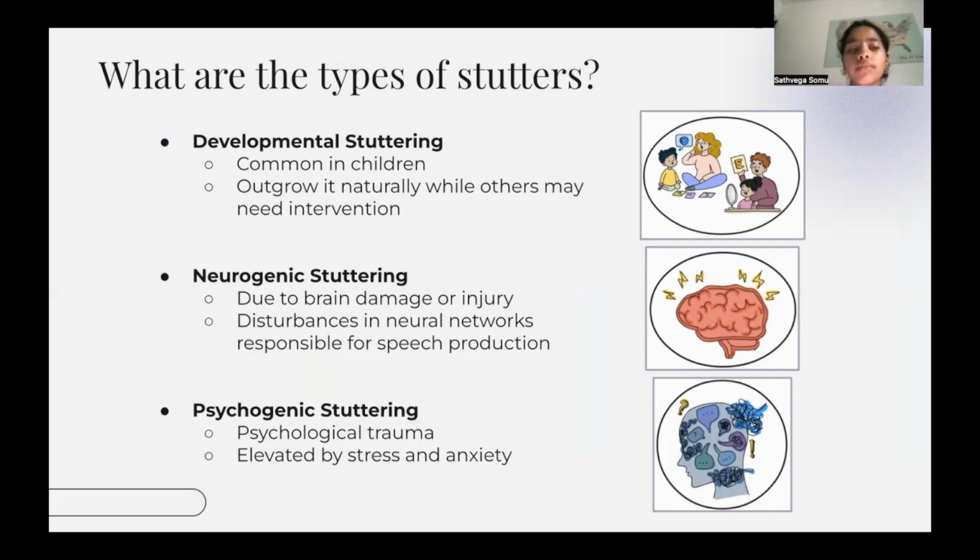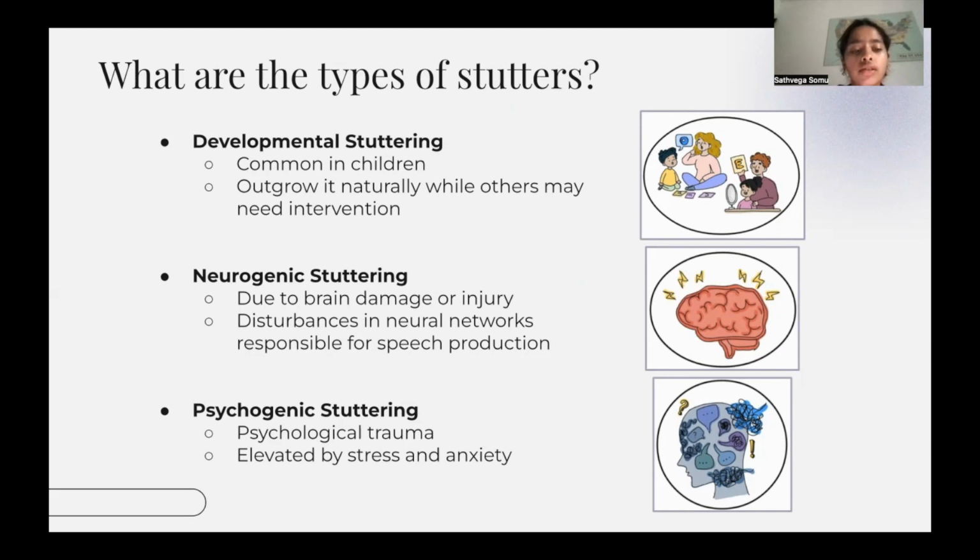Next, we have neurogenic stuttering, which is due to brain damage or injury of the head, which causes disturbances in neural networks responsible for speech production. It is mainly characterized by uncontrollable speech rate, long pauses, increase in repetitions, prolongation, and rapid speech outbursts.